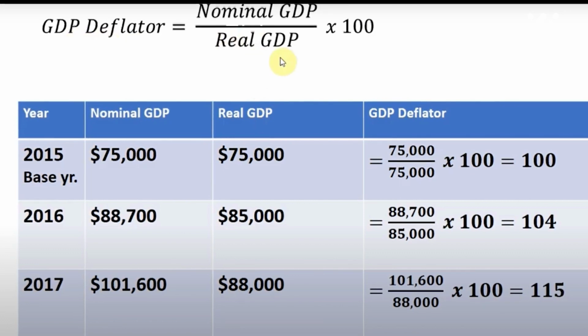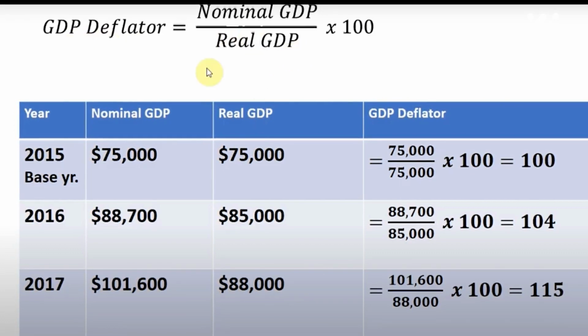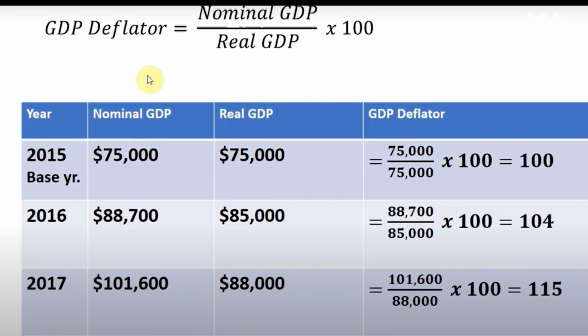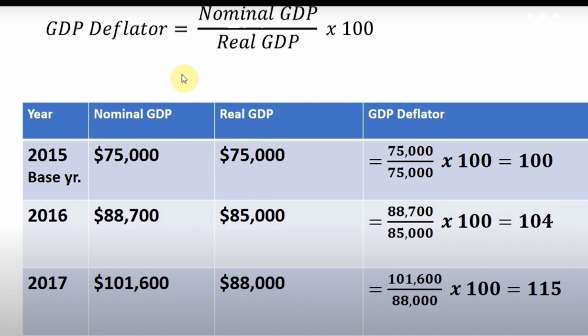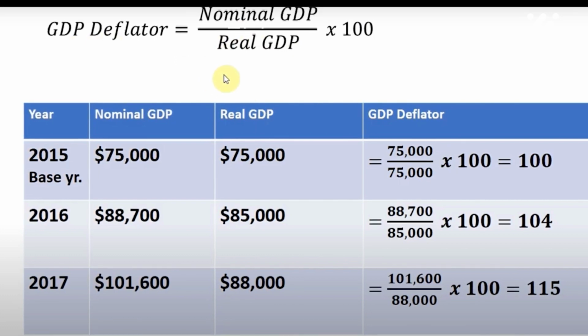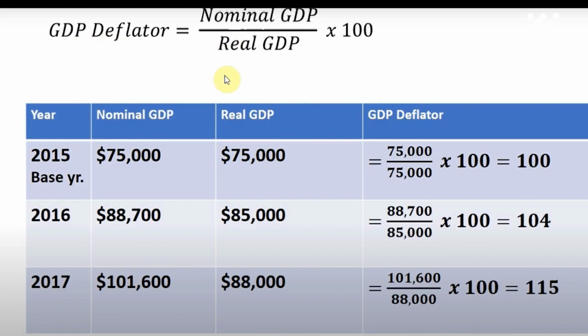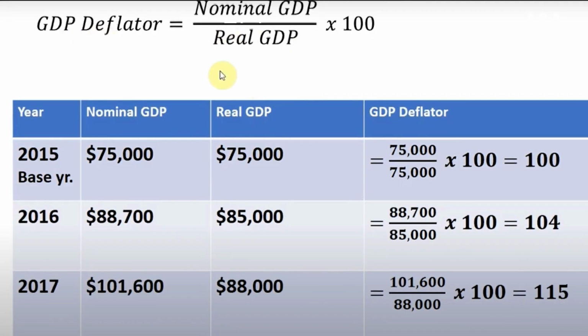In essence, the GDP deflator measures how much prices have inflated or deflated over a specific period. A GDP deflator of 100 means that there has been no change in price level since the base year. A deflator greater than 100 indicates inflation, while a deflator less than 100 indicates deflation.